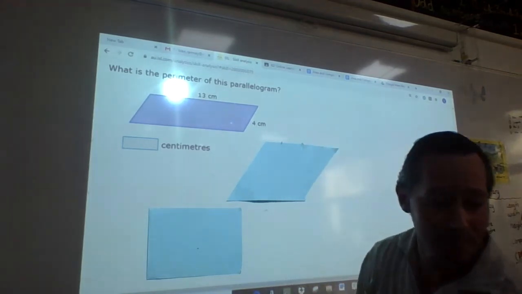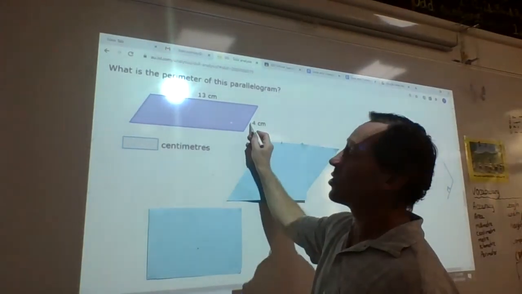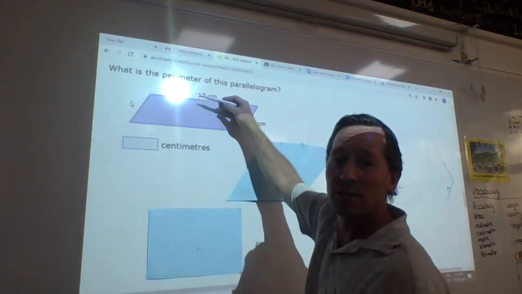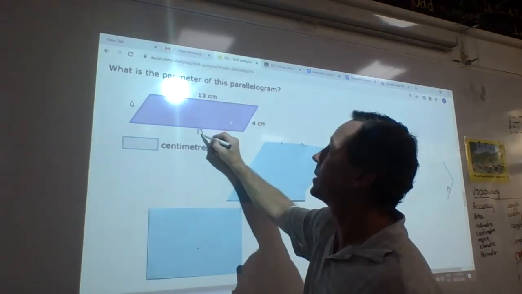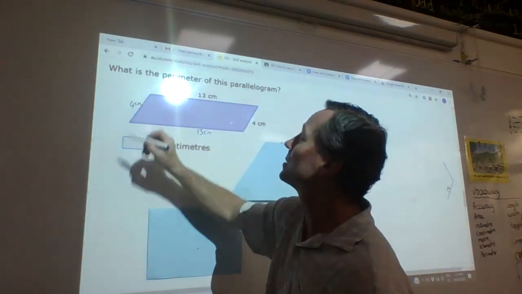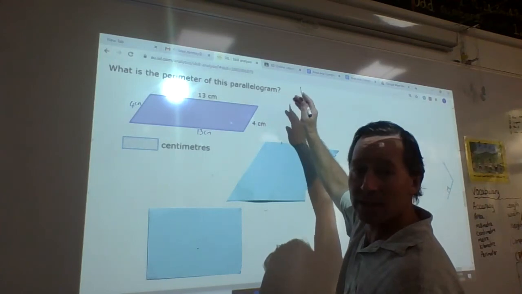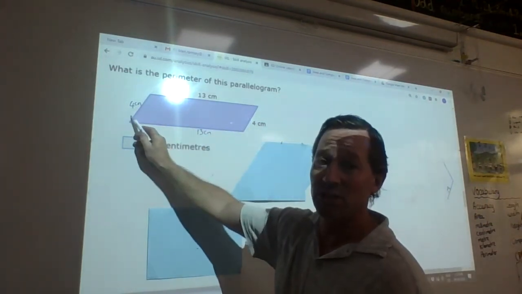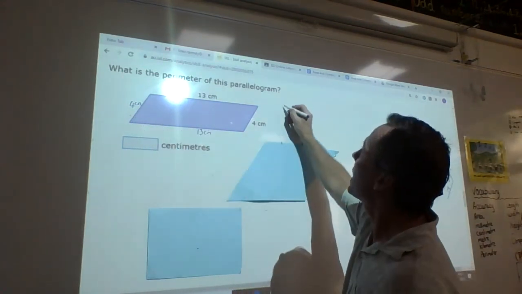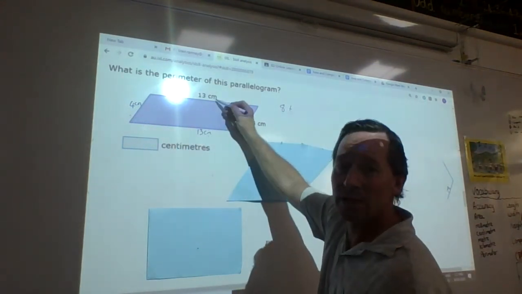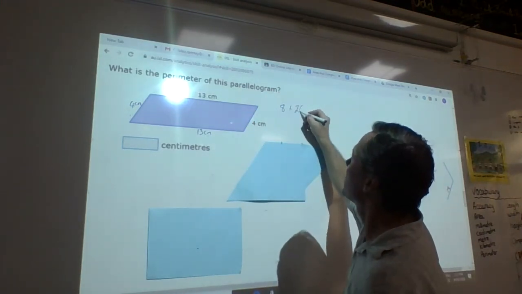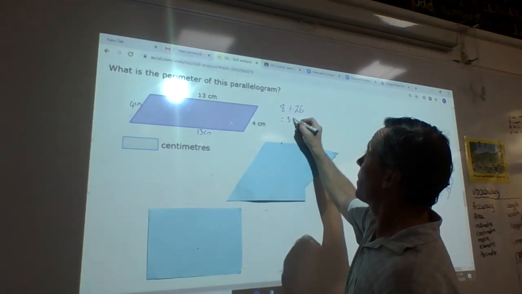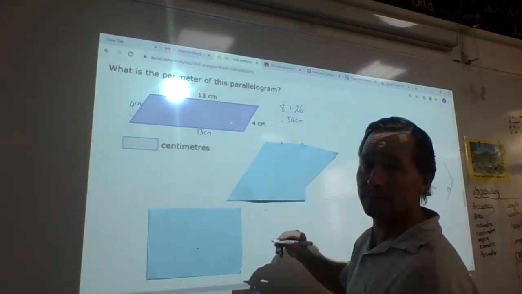So the perimeter, that side is 4, so this side must be 4. That side's 13, so this side must be 13 centimetres. And again, you could add them up, side 1, side 2, side 3, side 4. If those two are the same, you could just do that. 4 plus 4 is 8. 13 plus 13 is 26. If you add that up, that will give you the total of 34 centimetres. That's the end.